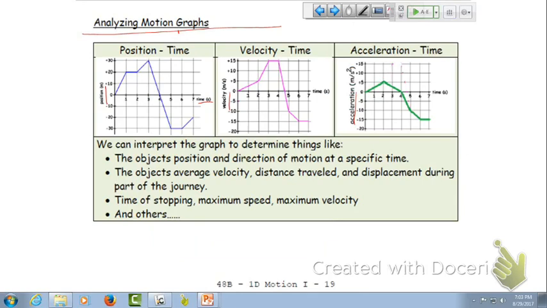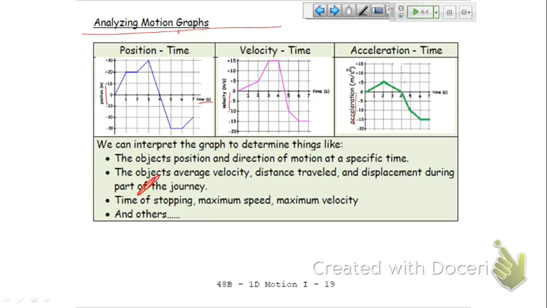The answer is 3. Because this is a positive, where's my pen gone? Sorry. This is a positive velocity, so I'm going in a positive direction. And that's a negative velocity. I'm going in a negative direction, so I have to change direction at that point there. What's the significance of 4? 4 is when you return to your starting point.